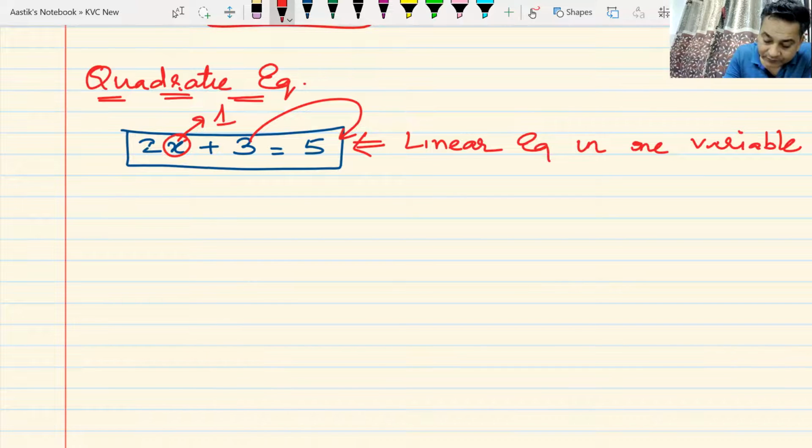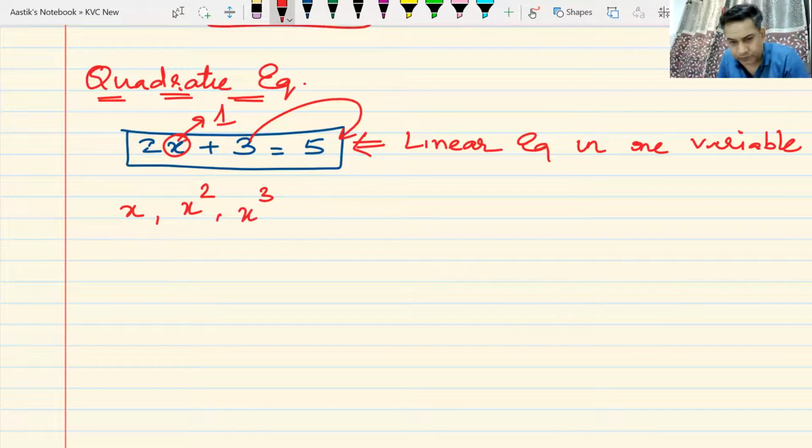If I write x, the power of x is 1, the maximum power of x. If I write x raised to the power 2, the power of x is 2. X raised to the power 3, we call it x cube, the power is 3, and so on. So if I have x raised to the power n, this n is known as the power.